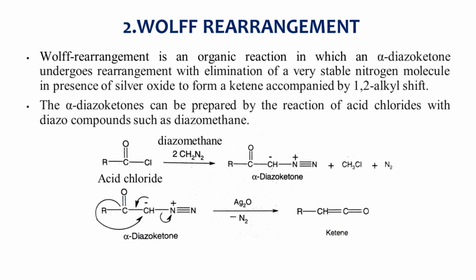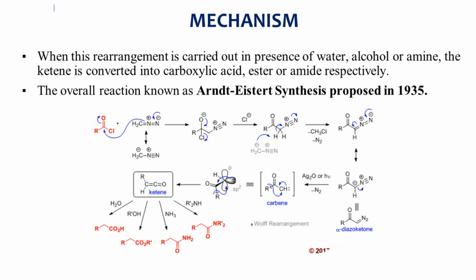The Wolff rearrangement is an organic reaction where an alpha-diazoketone undergoes rearrangement to form a ketene, accompanied by the elimination of nitrogen. This reaction is facilitated by silver oxide. The mechanism involves the formation of a ketene, which can be converted into a carboxylic acid, ester, or amide in the presence of water, alcohol, or amine. This reaction was proposed in 1935 as part of the Arndt-Eistert synthesis.